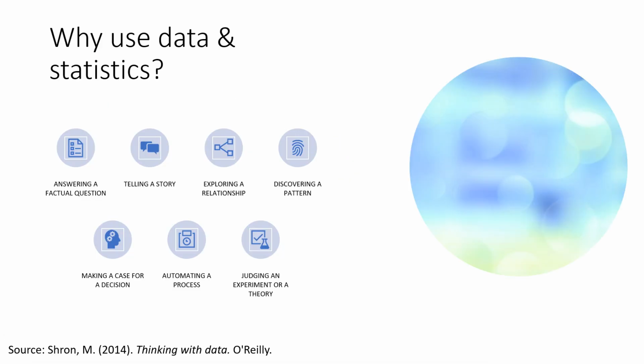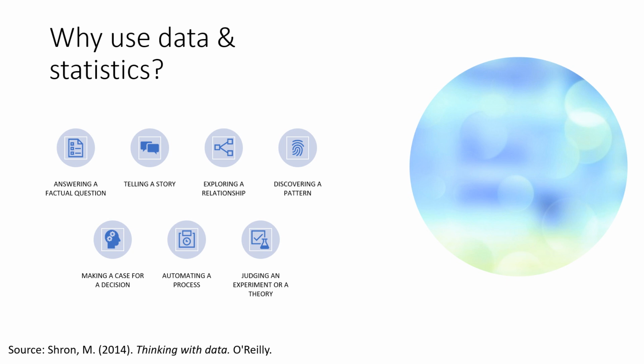So why do we use data and statistics in research? We can use data and statistics to answer a factual question. It can also be used to tell a story in the form of a chart, graph, map, or data visualization, or to add clarity to a challenging or complex topic.